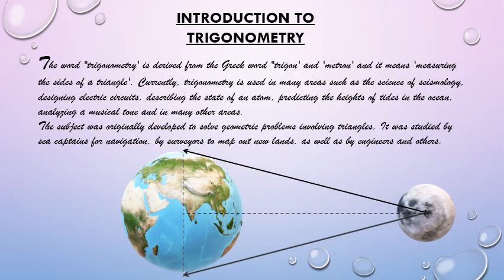The word trigonometry is derived from the Greek words trigon and metron, and it means measuring the sides of a triangle. Currently, trigonometry is used in many areas such as the science of seismology, designing electric circuits, describing the state of an atom, predicting the heights of tides in the ocean, analyzing a musical tone, and in many other areas. The subject was originally developed to solve geometric problems involving triangles. It was studied by sea captains for navigation, by surveyors to map out new lands, as well as by engineers and others.